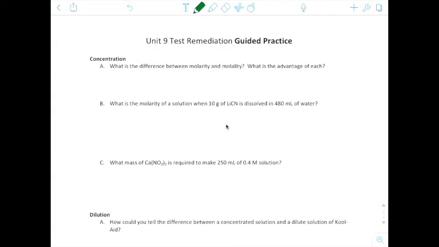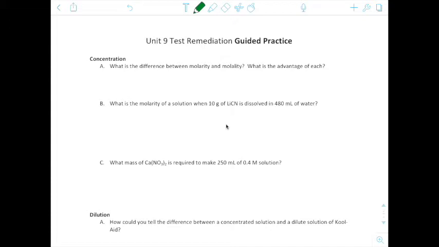Moving on to concentration. This is what is the difference between molarity and molality, and what is the advantage of each. So molarity is defined by concentration, it's moles over liters. And molality is also concentration, but it's defined as moles over kilograms. The advantage of each: moles over liters.